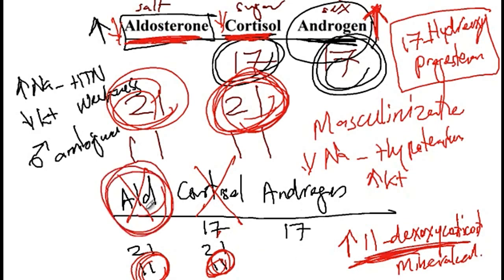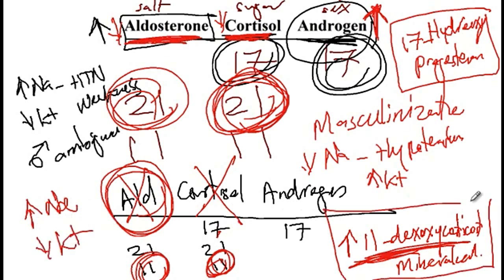So therefore, even though there is a decreased level of aldosterone, these patients present with an increased level of salt, which causes hypertension, and they present with hypokalemia because 11 deoxycorticosterone acts as a mineralocorticoid. And that concludes our discussion of the disorders of the adrenal glands.